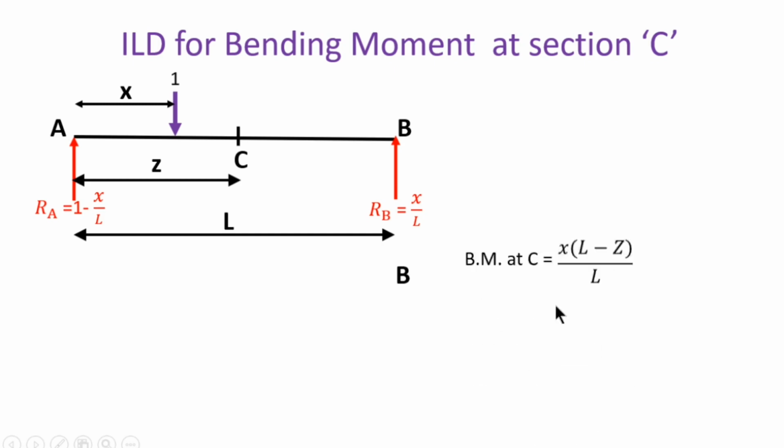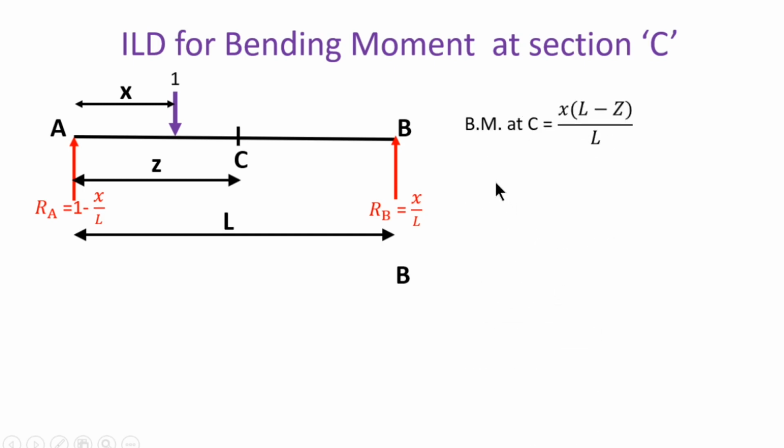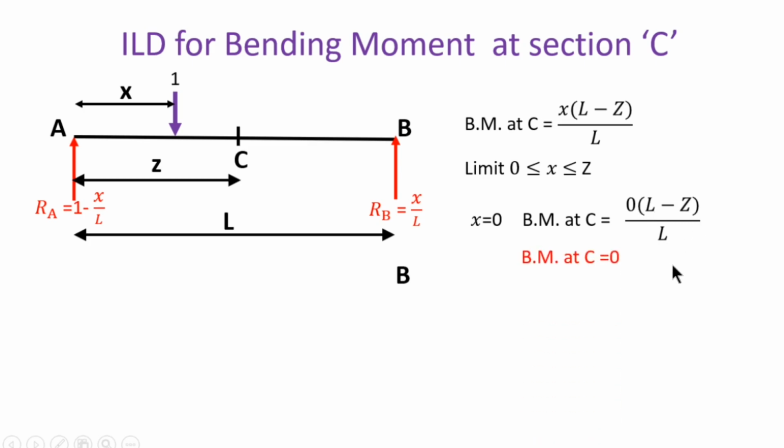So now the limits. 0 to Z means we have to put the value of x as 0 and Z. So x is equal to 0. What is the bending moment? Bending moment at C is equal to, we know here x equal to 0. Put here x equal to 0. So 0 in bracket (L minus Z) by L. So bending moment at C is equal to 0.